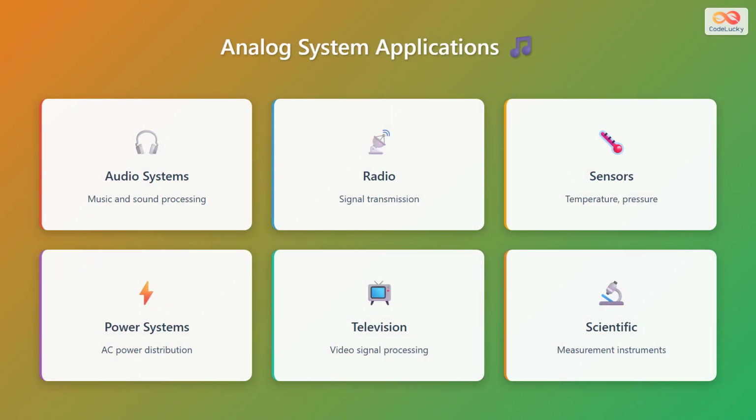Analog systems are essential in several applications as well. They are used in audio systems for music and sound processing, in radio for signal transmission, and in sensors for measuring temperature and pressure. They are also found in power systems for alternating current power distribution, in television for video signal processing, and in scientific instruments for measurement.